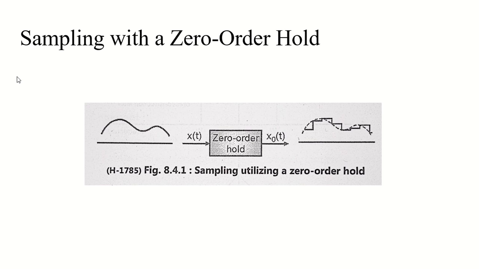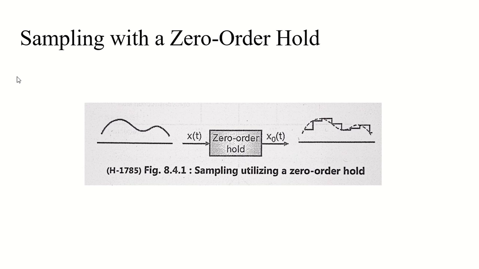But in practical scenarios, what happens? It gets very difficult to generate and transmit narrow, large amplitude pulses which approximate impulses, right? Because of that, it is more convenient to generate the sampled signals in a form referred to as zero order hold. Now what is zero order hold?